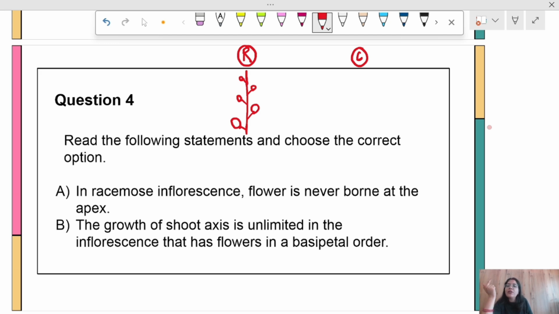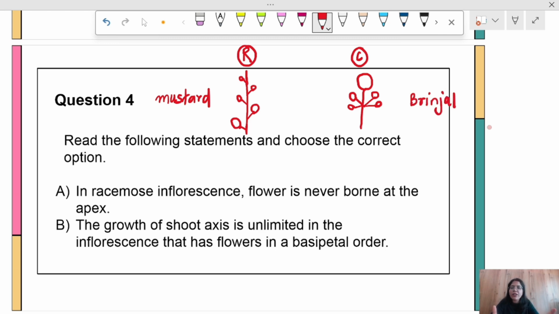So this condition is true for racemose inflorescence, whereas in cymose the tip of the inflorescence axis is terminated into flower, and the new flowers come from the sides like this. This kind of condition is called cymose, right. Just think where you will see this. You will see this kind of condition in mustard, and in brinjal. There are plenty of examples, but these are the common examples, that's why I wrote them here. So is this statement true or not?